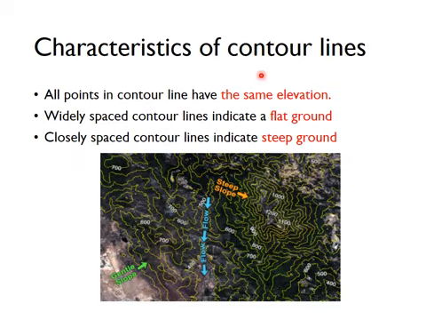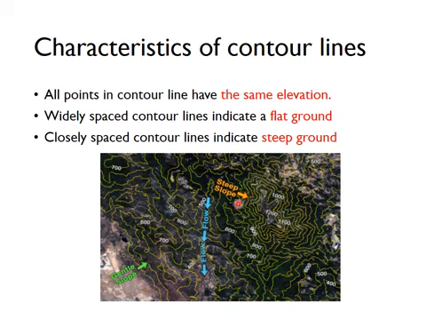So in this slide we will be dealing with the characteristics of contour lines. The first point is, all the points on a contour line will have the same elevation. Obvious, we have seen in the definition itself, in a particular contour line all the points will have the same elevation. The second point is, widely spaced contour lines indicate flat ground. See here, the contour interval between two lines is 100 meters. When these contour lines are spaced widely, it indicates flat ground, or we can say there is a gentle slope.